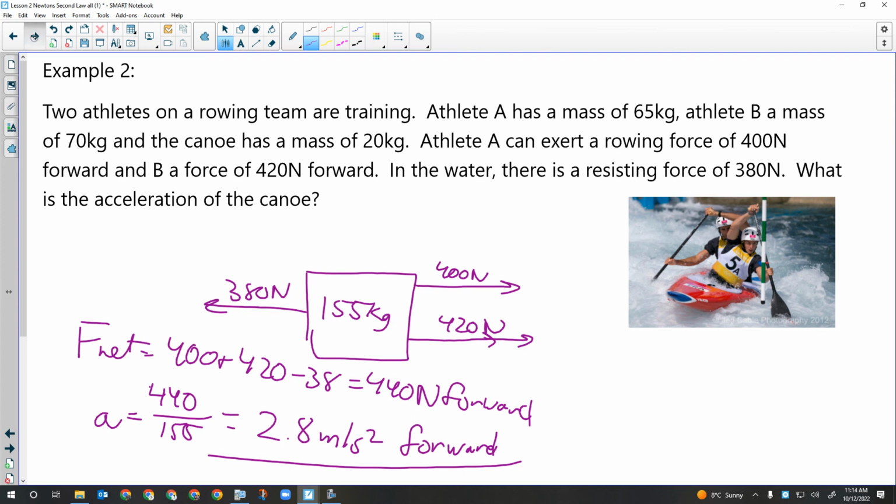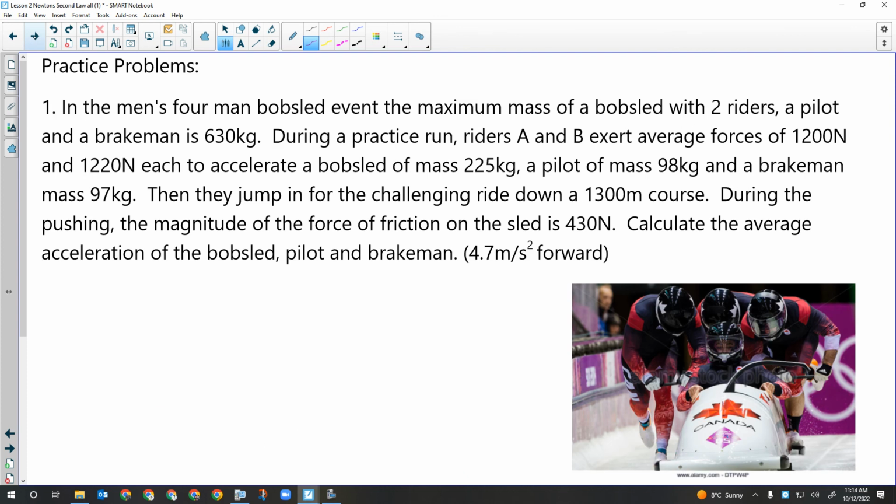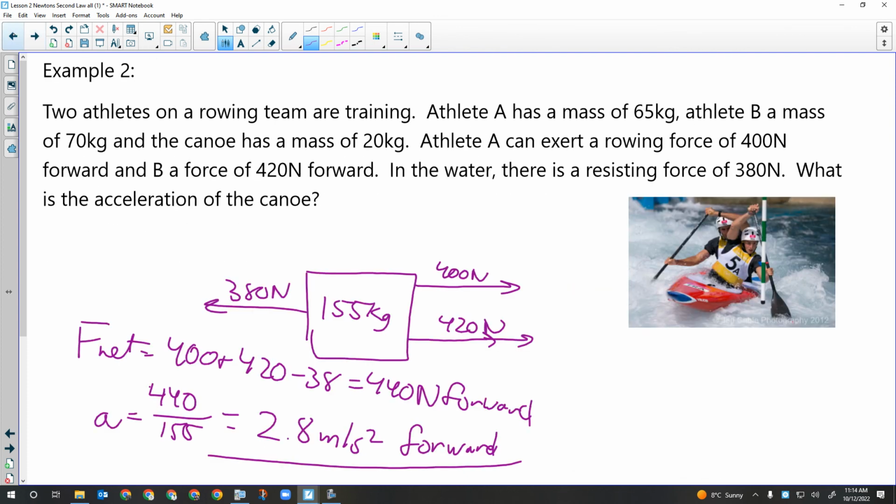Okay. Wait, yes. Oh, sorry. I think I got something wrong. Minus 380. Oh, 380. No, okay, yeah, I did that wrong. Got it now? Right, the other two forces are both forward, so we add them. The net force is 400 and 420, so 820 forward. Oh, okay, you're right.